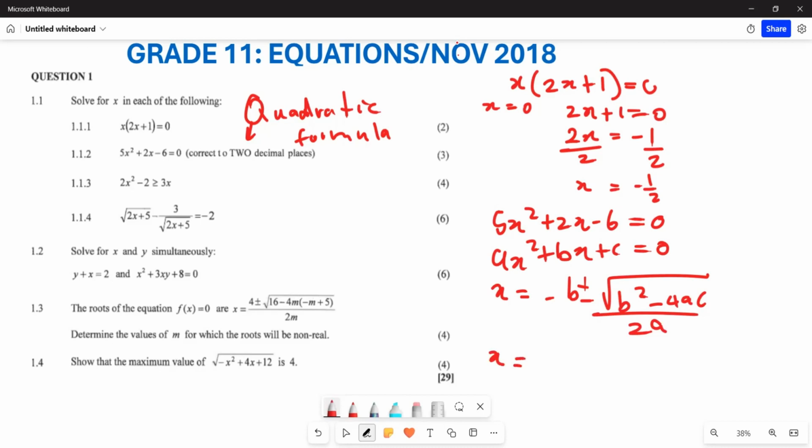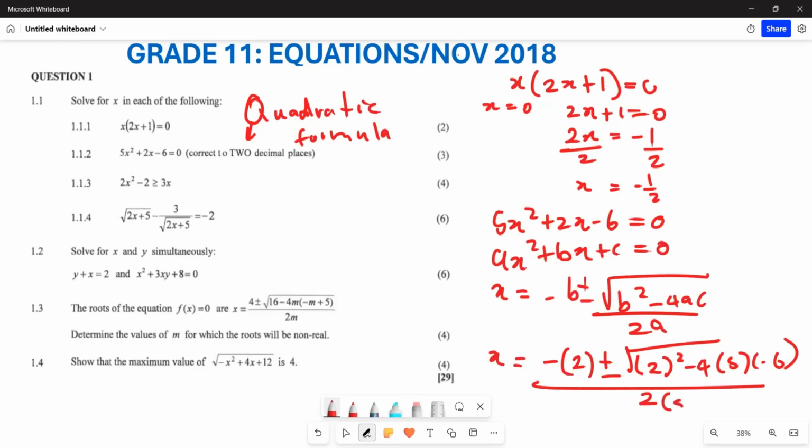Now your x here is going to be given by negative b. What is your b? Your b is 2, plus or minus the square root of 2² subtract 4 times a, where a is 5, and c is negative 6, over 2 times 5. From here, you can simply find your answer from your calculator. The answer that you're going to have is 0.91, and let's plug in our calculator, negative 1.31 altogether. So that's what you're going to have for this particular question.